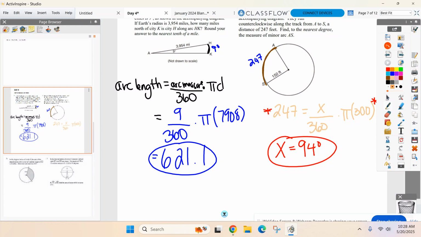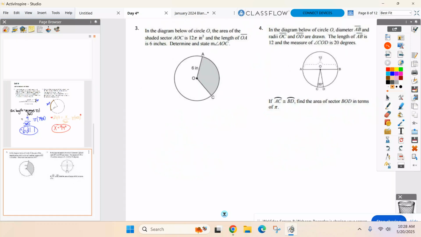All good? All right, couple more with arc. Now we're going to go to a different formula. We were just on arc length. Now we're going to go to area of a sector. Okay, area of a sector.